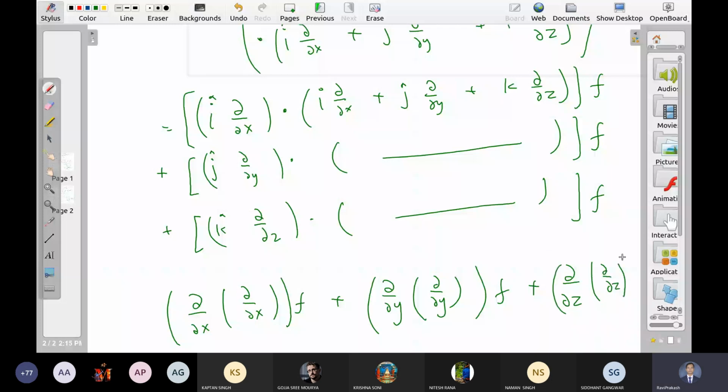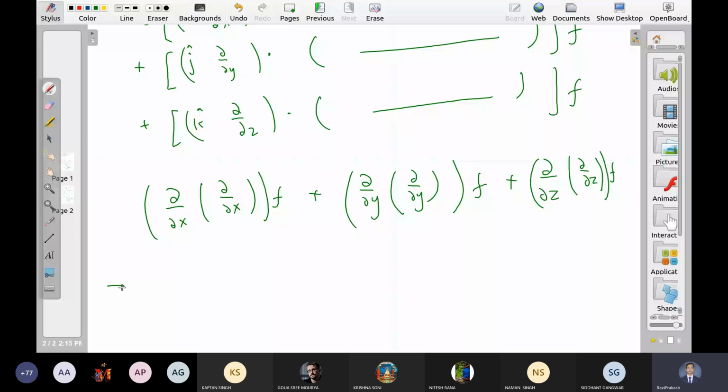So in Cartesian system, Laplacian is very simple. I can write this thing as del square f. So del square looks like second derivative with respect to x, y, and z and summation. There is a small homework. Please do it.